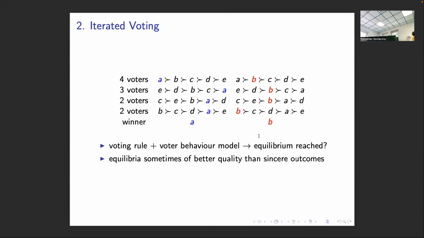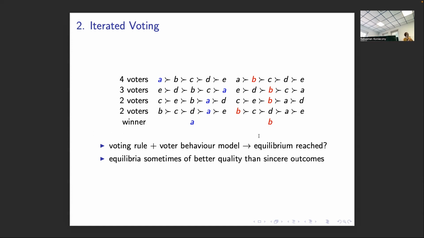So you see that here. If we don't iterate, the winner is A. If we allow this iteration, the winner is B. And B looks much better than A, doesn't it? Okay. So you see that here, some form of strategic voting is positive. Okay, it improves social welfare.